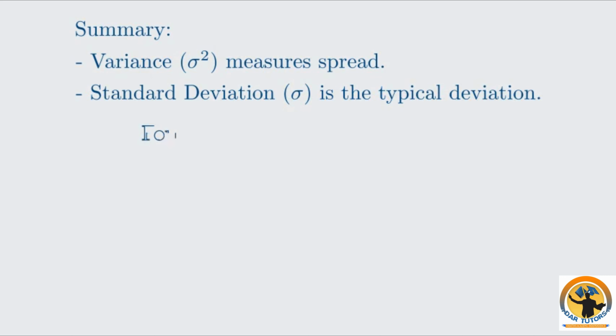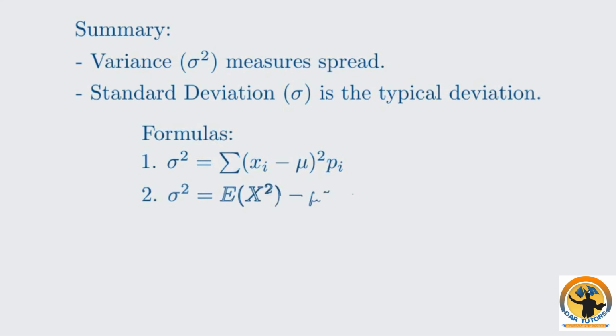We learned 2 formulas for variance. The first is sigma squared equals the sum of the squared deviations from the mean, weighted by probability. The second, more efficient formula is sigma squared equals the expected value of x squared minus the mean squared. Understanding these measures is essential for the IB AAHL course, as they provide a deeper insight into the behavior of random variables and are used in many other statistical concepts.